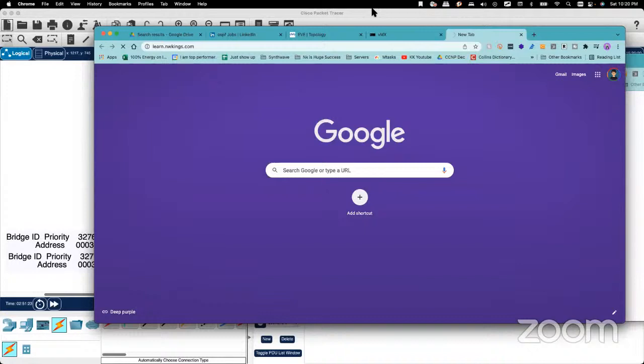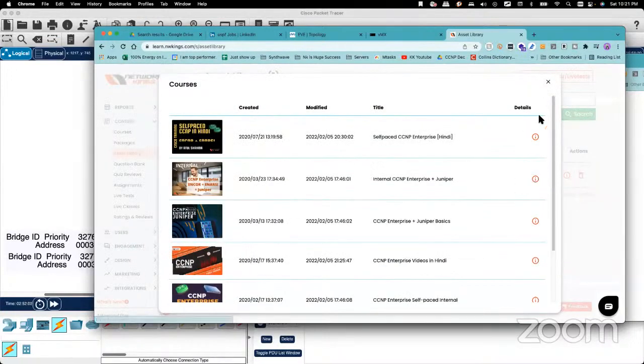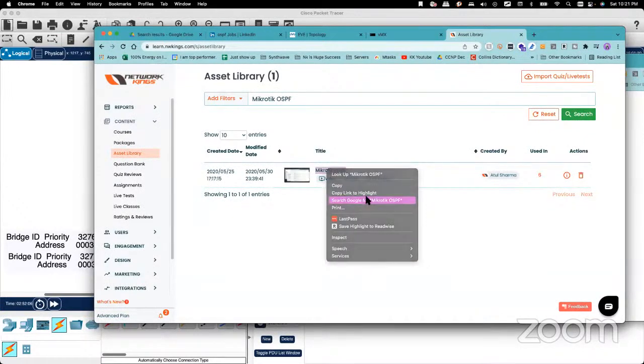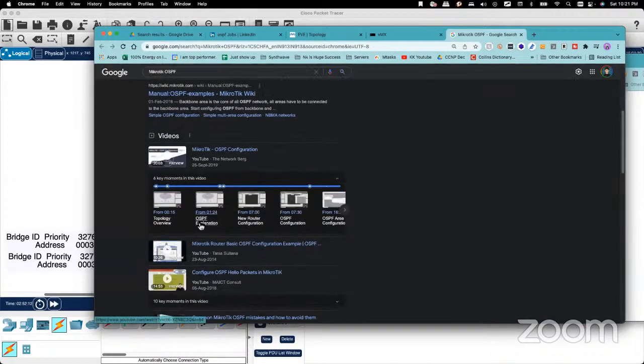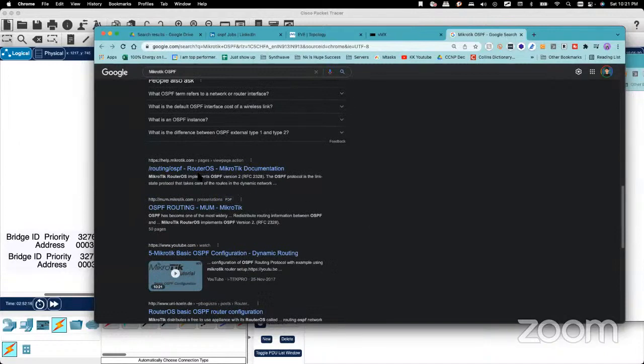Yes, I can see here, you can see MikroTik OSPF. It was around last year that I covered it, and I can upload this video if you want. It will help you configure the MikroTik router. These routers are not used by very big companies, but it's always good to add new technologies and new things into your resume.